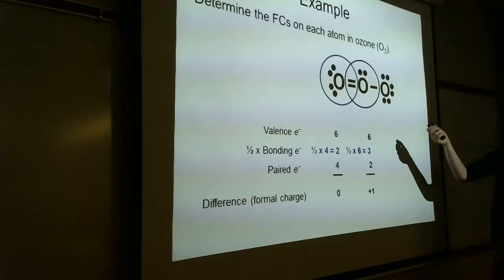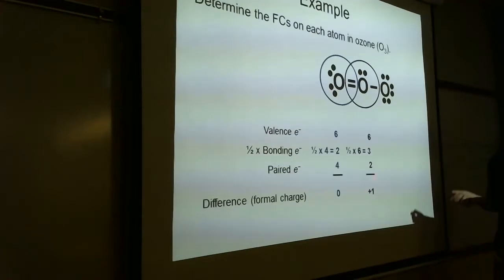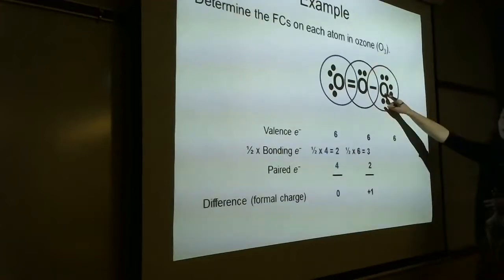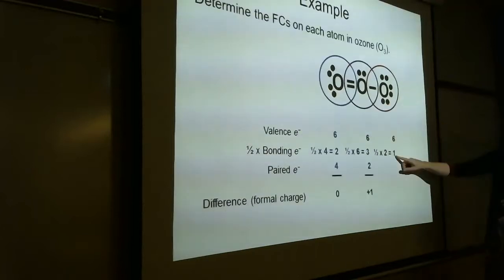But I have to take half of that, right? Half of 6 is 3. So 6 minus 3 minus, how many paired electrons does it have? 2, right? 2 paired electrons right there on the top. So 6 minus 3 minus 2 gives me, what's 6 minus 5? 1, right? So the formal charge on this oxygen atom is +1. Did everyone see where this +1 came from? Valence minus 1/2 of bonding minus paired. 6 minus 3 minus 2 gives me 1.